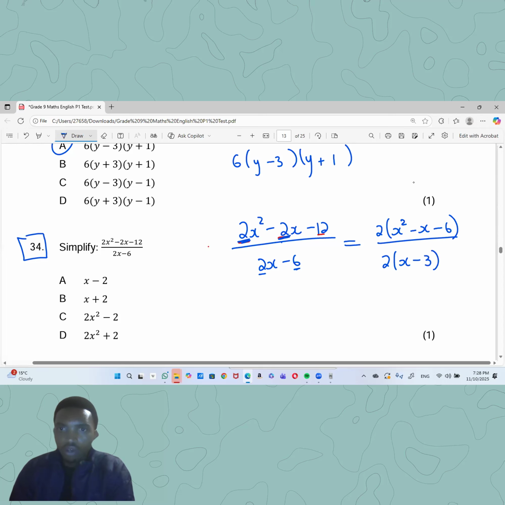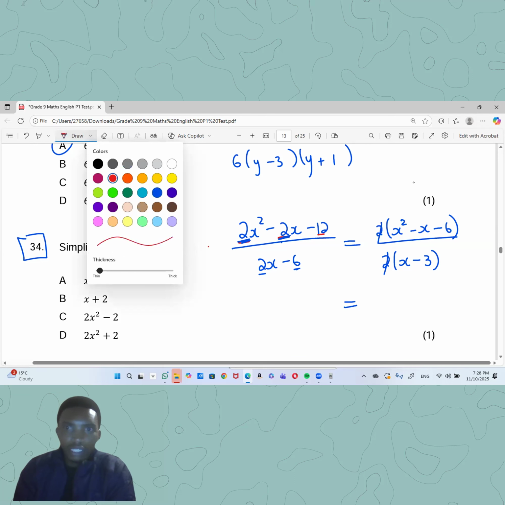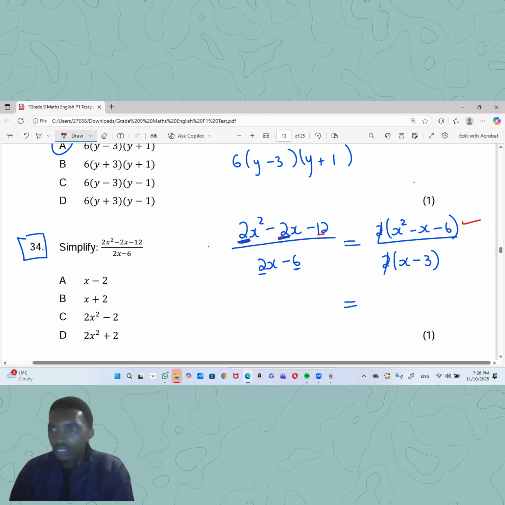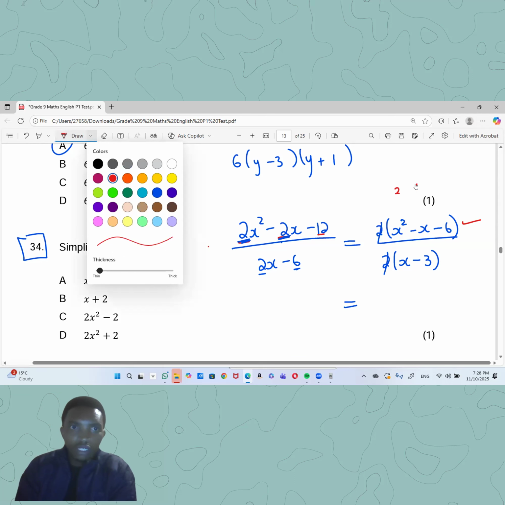So now, let's quickly come here. 2 divided by 2 is how much? They're going to cancel each other out, correct? 1. Is this bracket on top here a trinomial? Why is it a trinomial? It has squared, it has 1, and it has a constant term, right? How do we solve it? Which number is most important? It's 6, the constant.